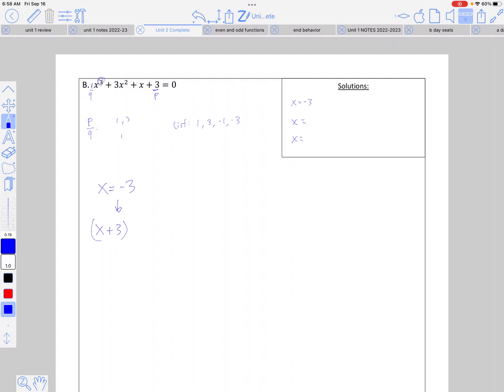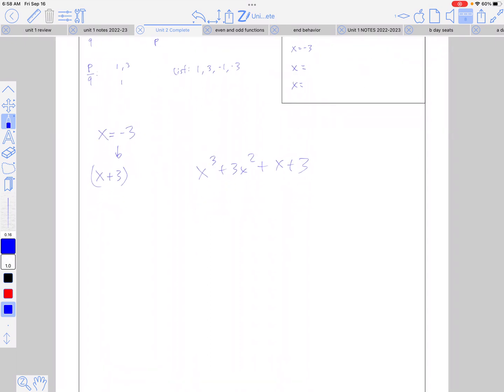So what we're going to do is divide x plus 3 out of that function, x cubed plus 3x squared plus x plus 3. We're going to get it out and see what's left over and see if we can find our solution there. So we are going to do box method division to divide it out, which, good thing we've already practiced that, and you'll feel super good about it, right?